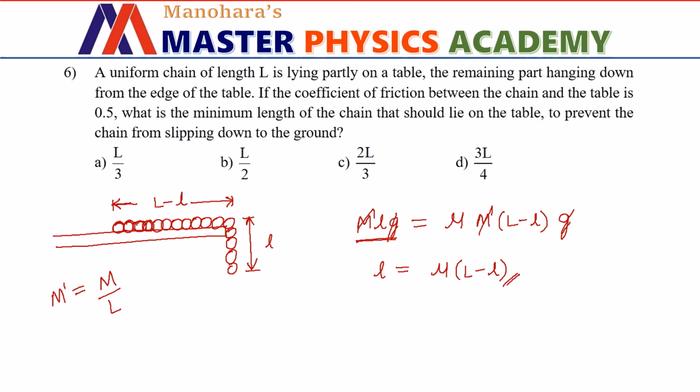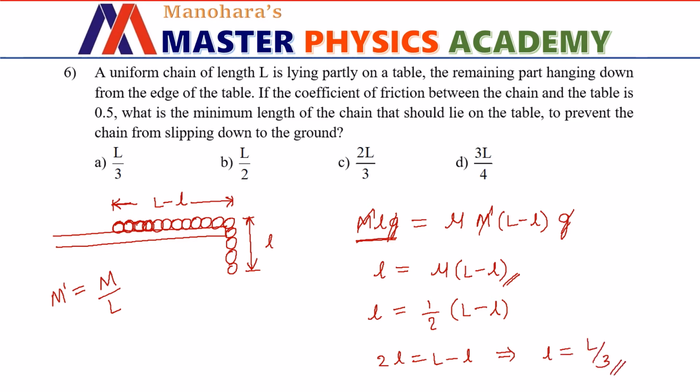Okay. Now let us substitute. So L value, I don't know. Yes, it is just l. What is the value of mu? It is given as 0.5, which can be written as 1 by 2, multiplied with L minus l. Simplifying, we will be getting 2l is equal to L minus l. So this gives the length of the hanging part of the chain as capital L by 3.